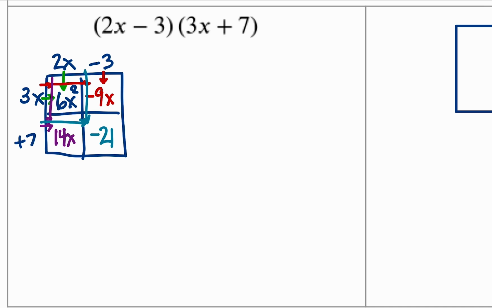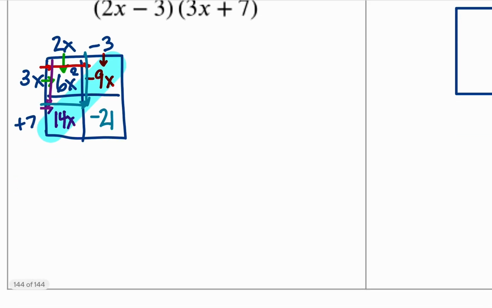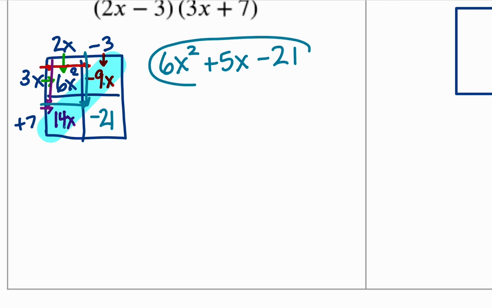Now I'm going to combine like terms. My like terms are going to be in this diagonal. So I've only got one x squared term. I've got 6x squared, nothing to combine it with. 14 and negative 9. 14 minus 9 is positive 5x. And then negative 21 has nothing to combine with. And so that is my answer.